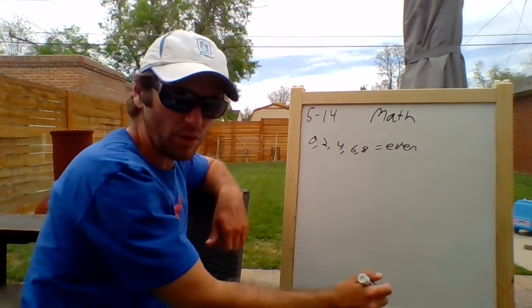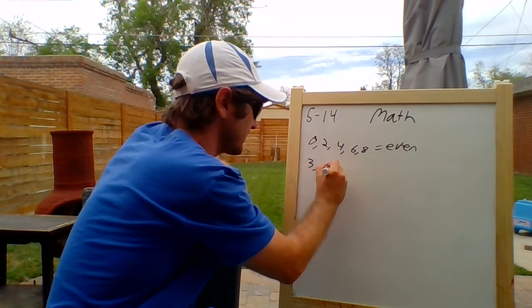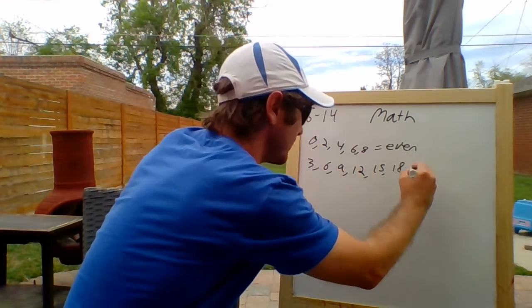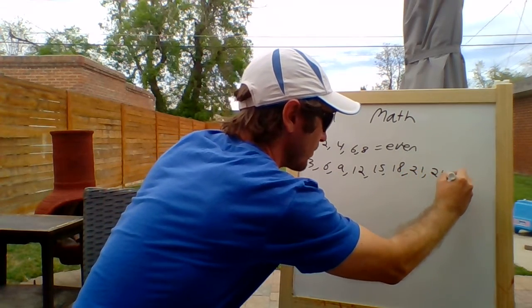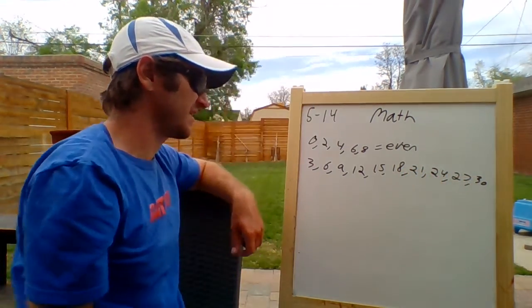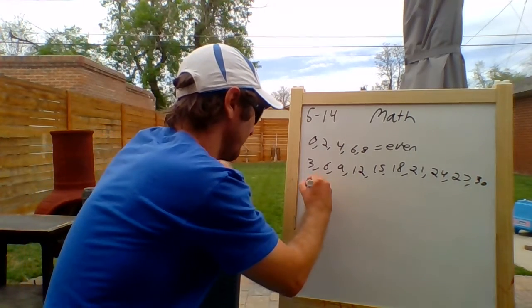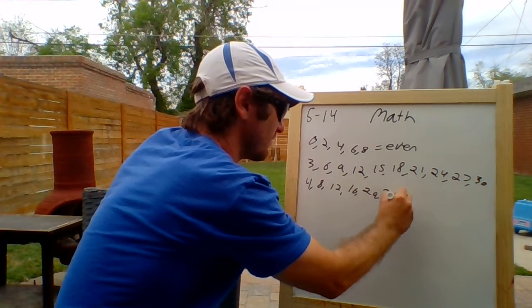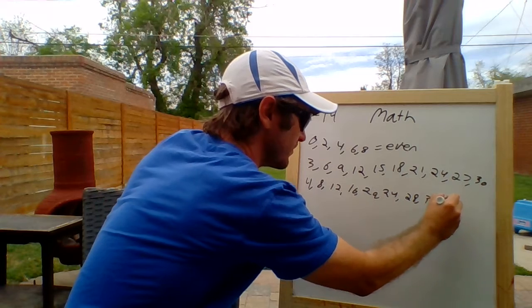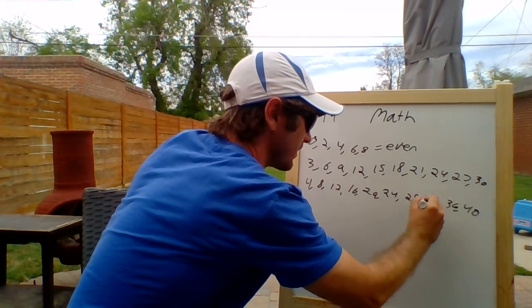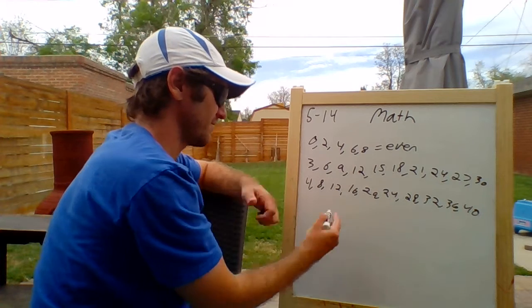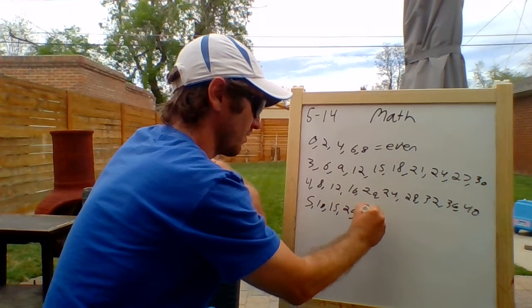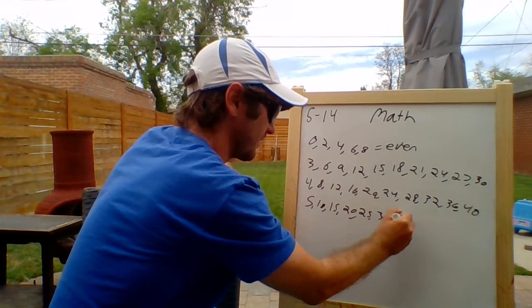But let's look at 3 real quick. 3, 6, 9, 12, 15, 18, 21, 24, 27, 30, right? How about 4? 4, 8, 12, 16, 20, 24, 28, 32, 36, 40. 5, right? 5's easy. That's one of my favorites, right? We know 0 or 5, we got it.